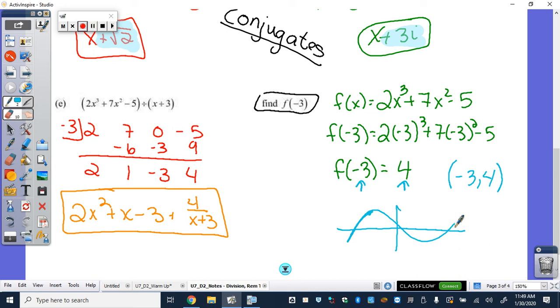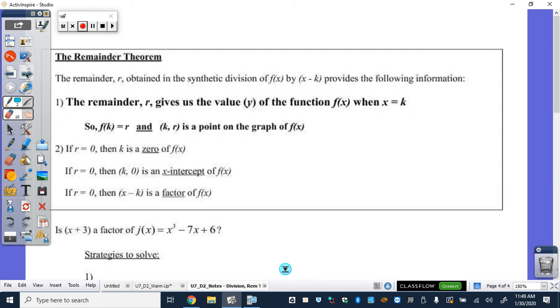Is it a coincidence that when I divided by negative 3, my remainder was also 4? Do you think it's a coincidence or do you think it's a pattern? It's a pattern. So you plug your number in, and this is your remainder all the time. You didn't even know it, but that was always the remainder you ended up finding. So that connects us to our last part for today, our remainder theorem.